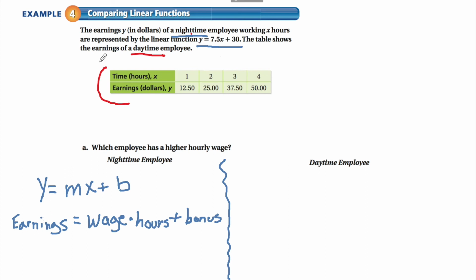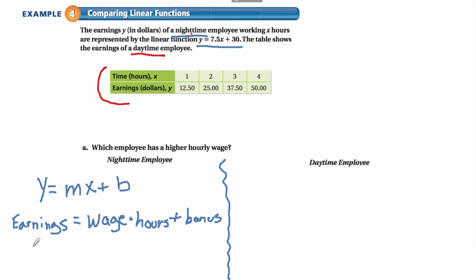y is his earnings. We get that from the problem. m, his slope, would be the wage. That's how much money he earns per hour for every hour that he works. x is the number of hours that he works. Plus, his b would be a bonus. So let's just say he gets $30 every time he shows up to work, and then he makes his wage for every hour he works on top of that. So he gets $30 for showing up, and then makes $7.50 an hour for every hour he works.